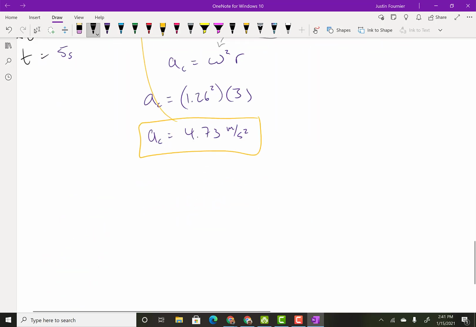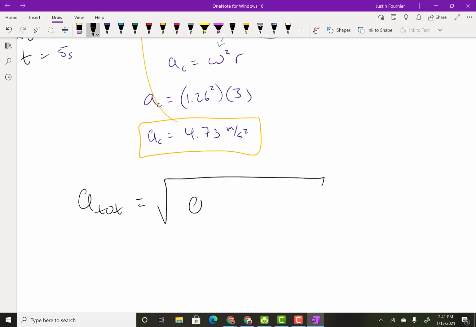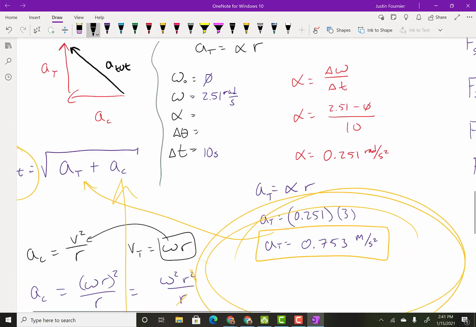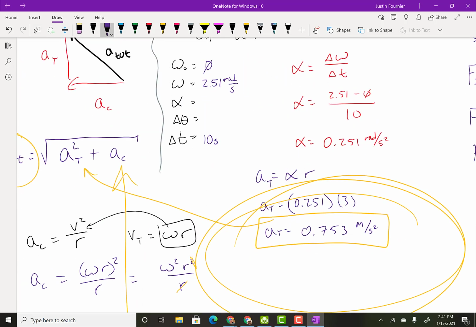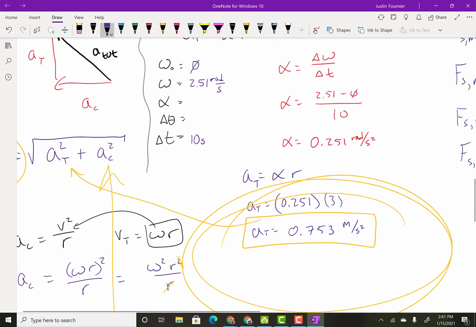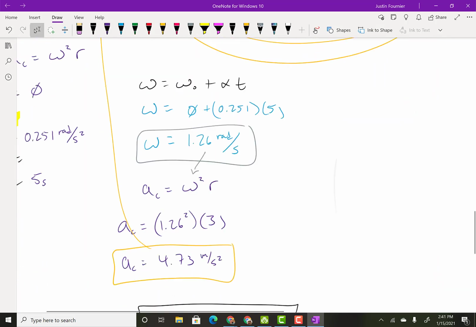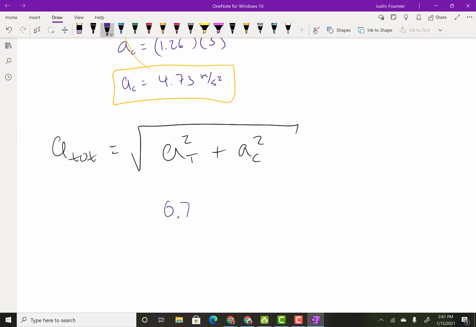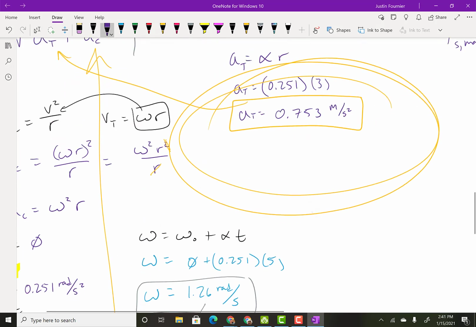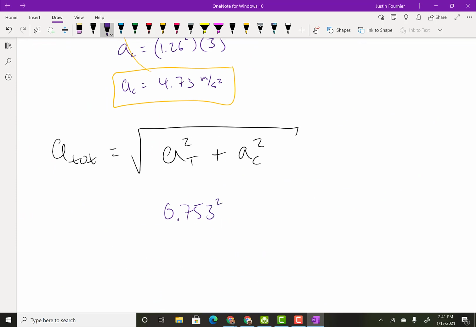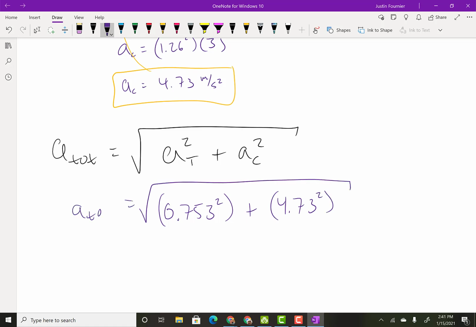Again, the total acceleration is the square root of AT squared plus AC squared. Did I square those? I didn't. Sorry about that. That should have been squared. So 0.753 is AT, probably don't need that many sig figs. And then we just found out AC is 4.73 squared. Take the square root of all that, and that's going to be my total acceleration.